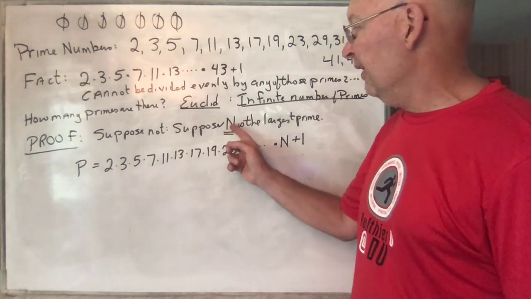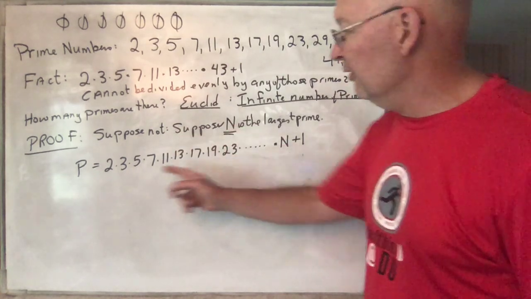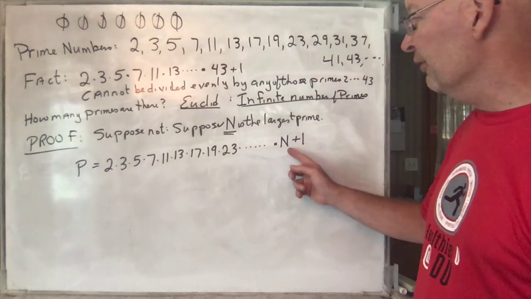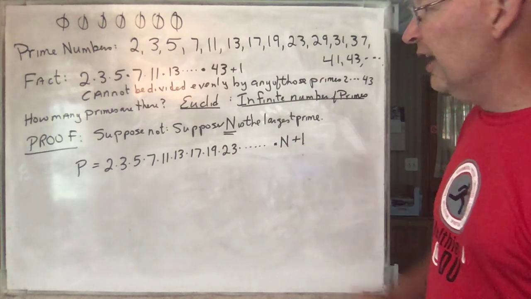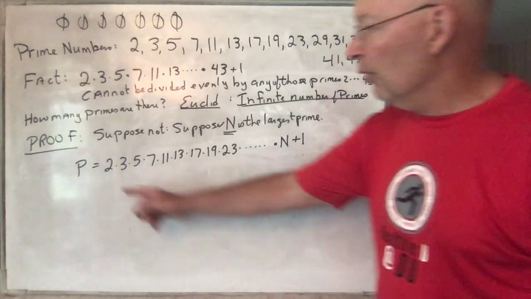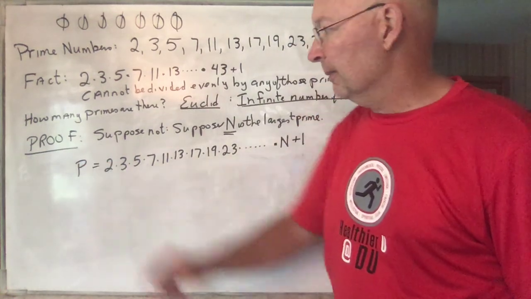We're claiming that n is the biggest prime. Once you have n, you multiply all the primes together. Don't leave any of them out, all the way up to n. N is the last one, and then you add 1 to it. And now you got yourself a bigger number P.